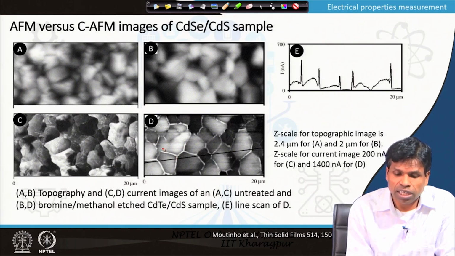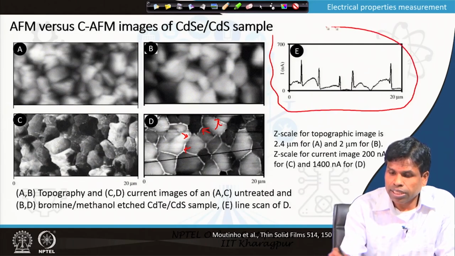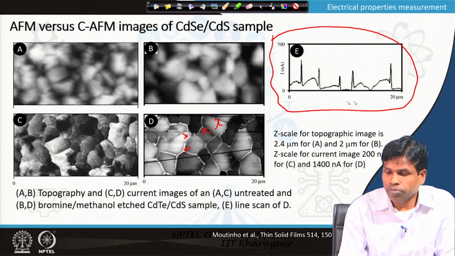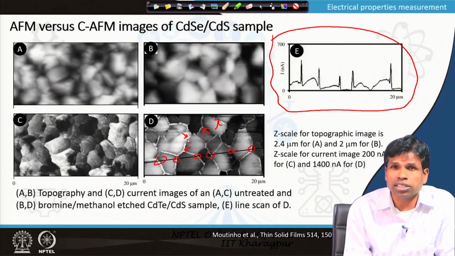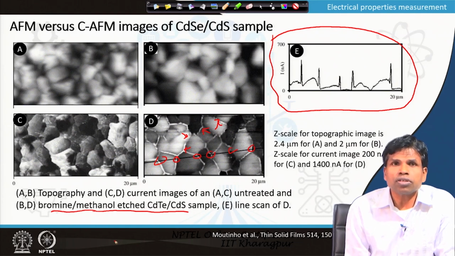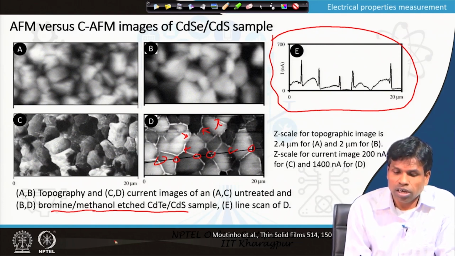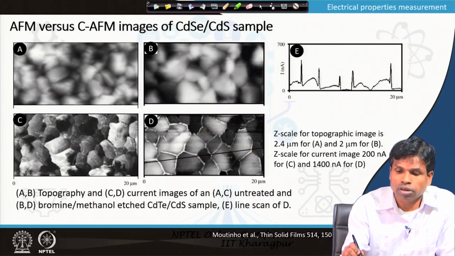It suggests that the grain boundaries become more conducting after the etchant, and in the plot of current versus distance, we could see higher current at the grain boundaries, indicating that the grain boundary changed its properties after being etched by a bromine methanol solution. So, this type of measurement can be done using conductive AFM, giving complete electrical properties of the surface.